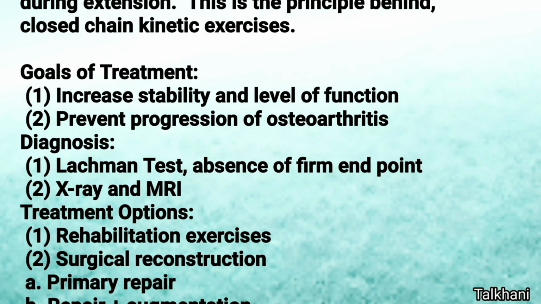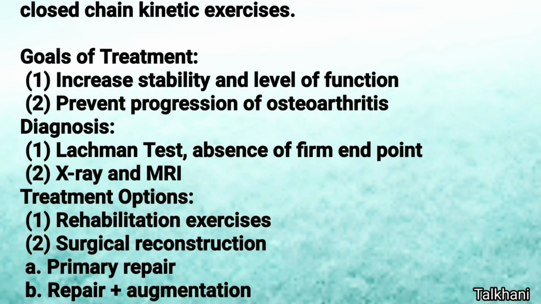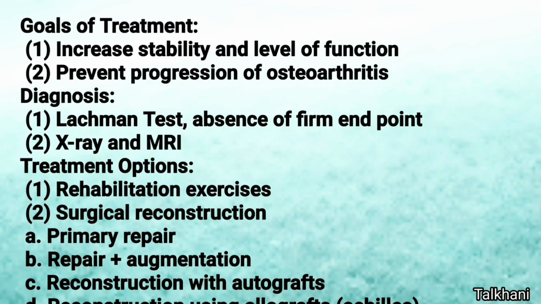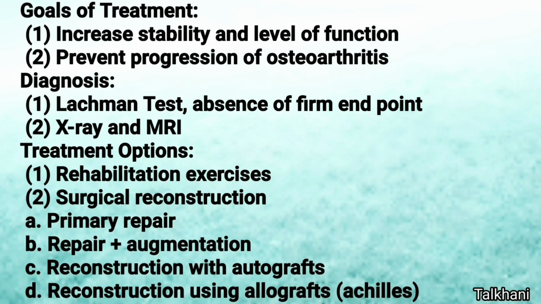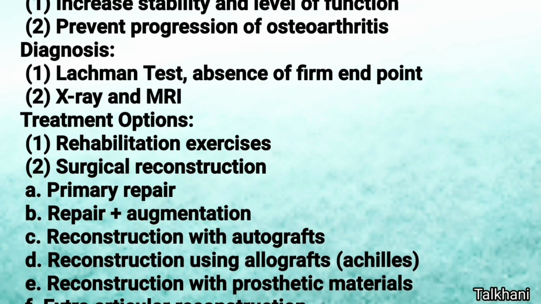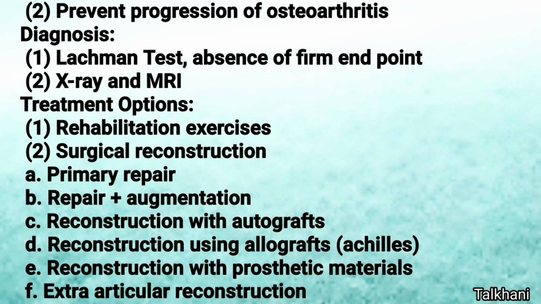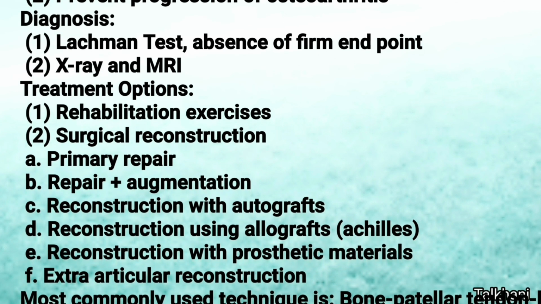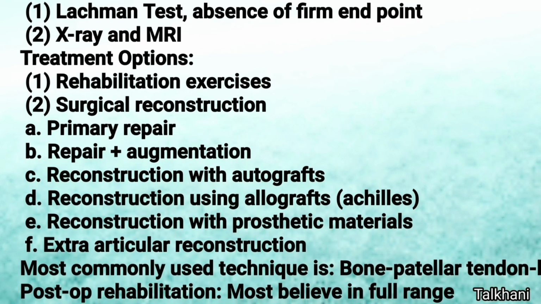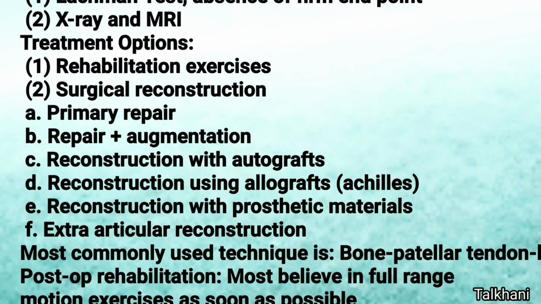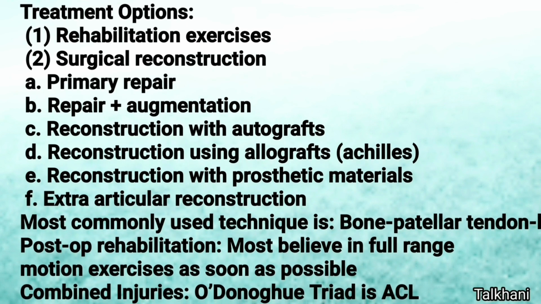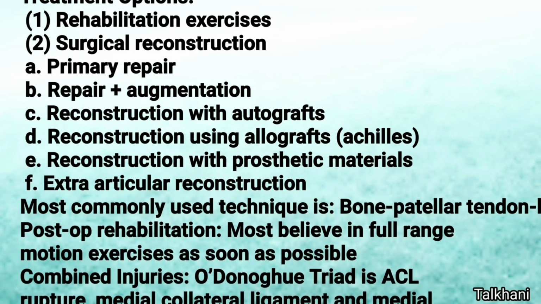Combined injuries. O'Donoghue has described a triad of ACL rupture, medial collateral ligament and medial meniscal injury. Principles of treatment of combined injuries. Number 1, isolated medial collateral ligament injury is treated non-operatively, whereas number 2, anterior cruciate ligament with meniscal injury is treated by early repair of meniscus and ACL reconstruction. Number 3, anterior cruciate ligament with medial collateral ligament injury, timing of treatment is controversial. Most believe that medial collateral ligament repair along with ACL reconstruction is most beneficial.